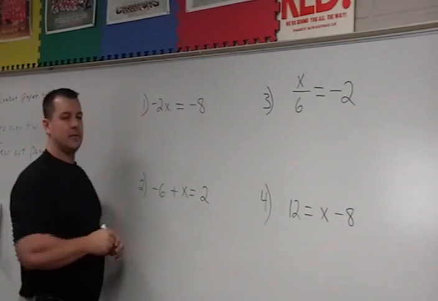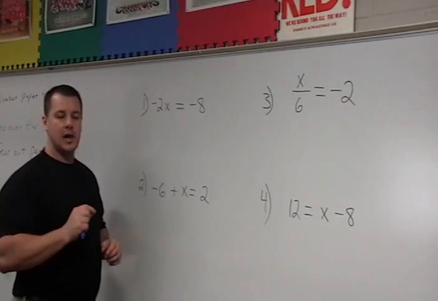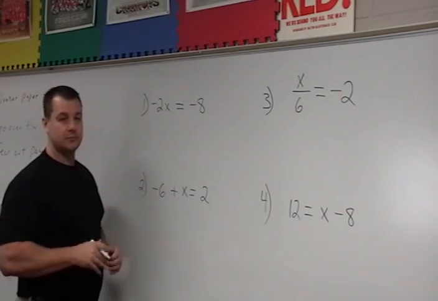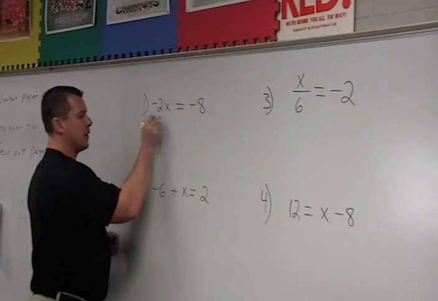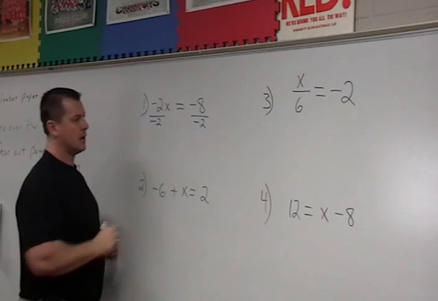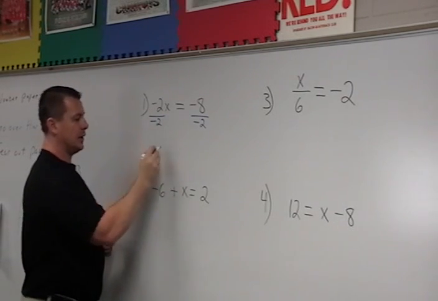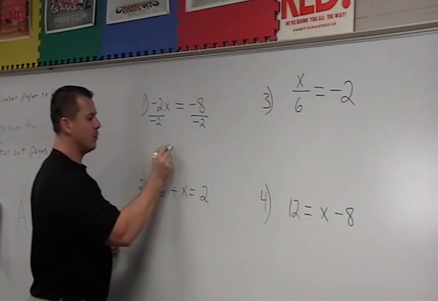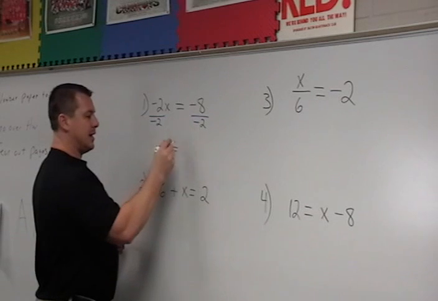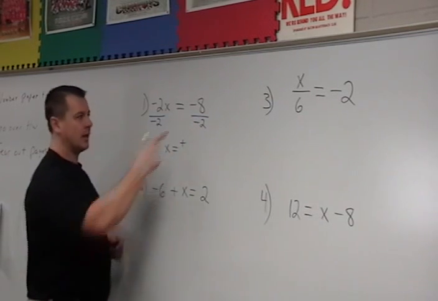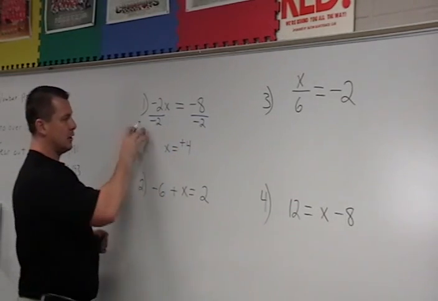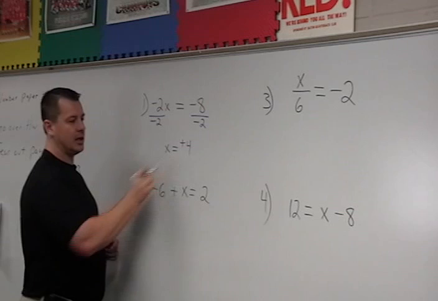So we've got to get rid of the -2, and with multiplication, you have to do the opposite operation. So what's the opposite of multiplication? Well, it's division. So we have to divide both sides by -2. -2 divided by -2 is 1, which is what we're looking for. We want to know what 1x equals. Negative divided by negative is a positive. 8 divided by 2 is 4. Right? So on number 1, in this case, x is going to equal 4.